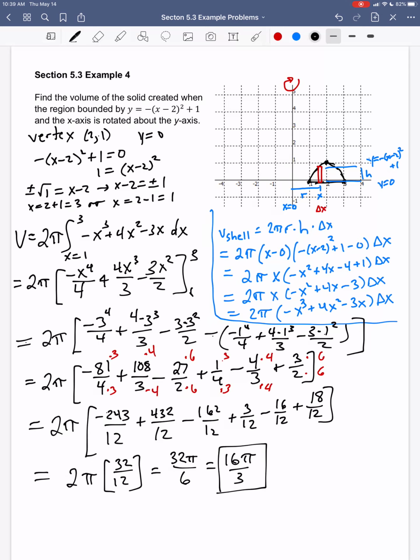Okay, now I'm going to do this same problem, but we're going to rotate about the x-axis instead of about the y-axis. And we're going to want to leave the rectangles going the same way, though, because of what we talked about earlier. So if I rotate about the x-axis, then this little rectangle now isn't going to be parallel to the axis of rotation. It's going to be perpendicular. I'm going to get a disk.